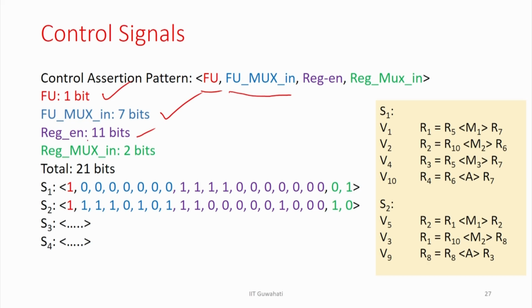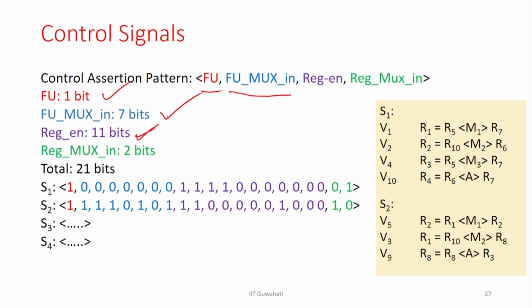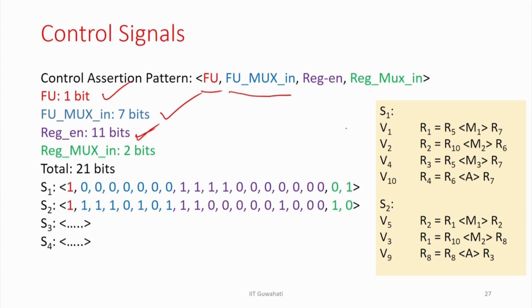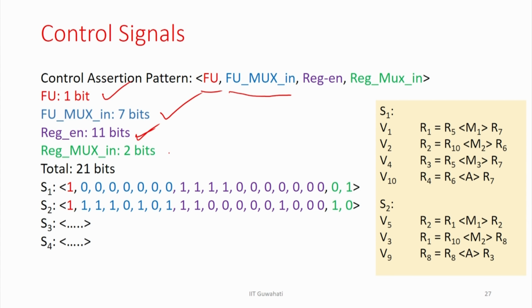So, we need a register write enable signal for our registers, and I have 11 registers, so I need 11 bits for that. And I have 2 muxes here with 2 bits, so I need 2 bits for the register muxes. So, this is the number of control signals required. The total number of control signals required is 1 plus 7 plus 11 plus 2, which is 21 bits. A 21-bit control signal is required, and that is the order, and I use the color coding to decide that.